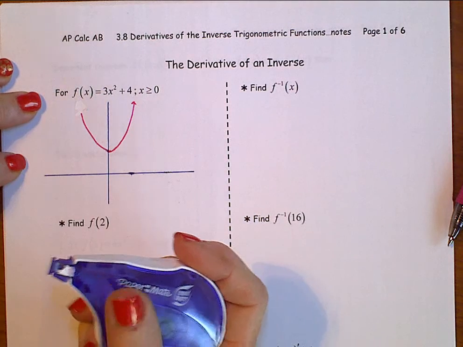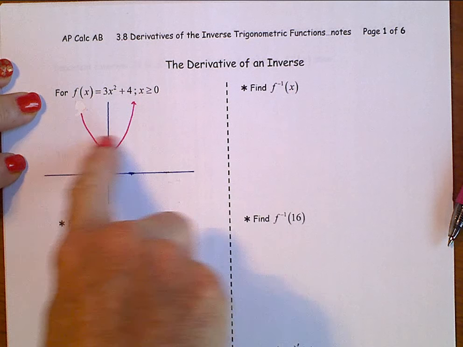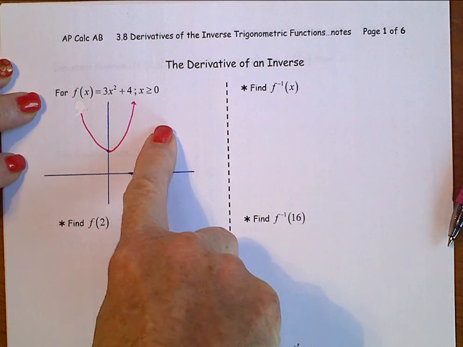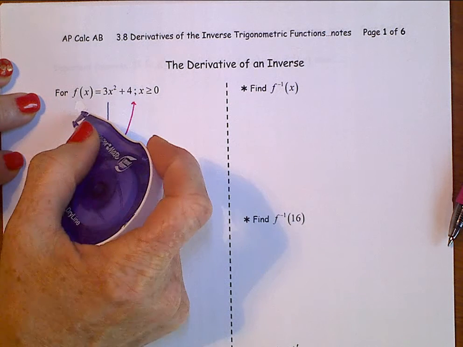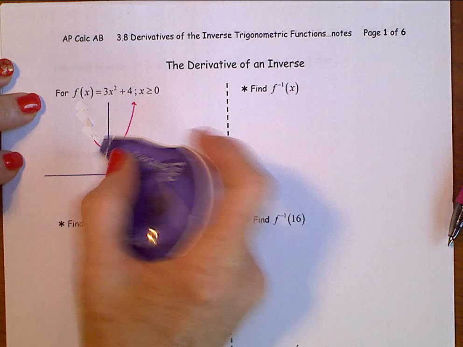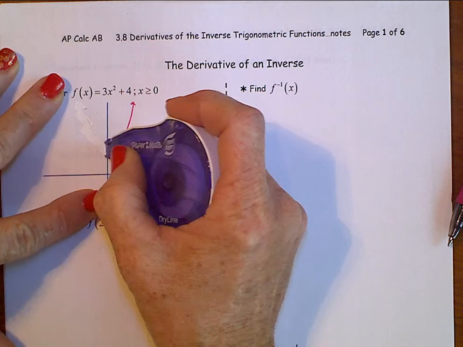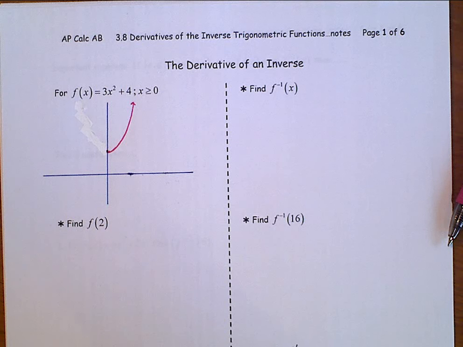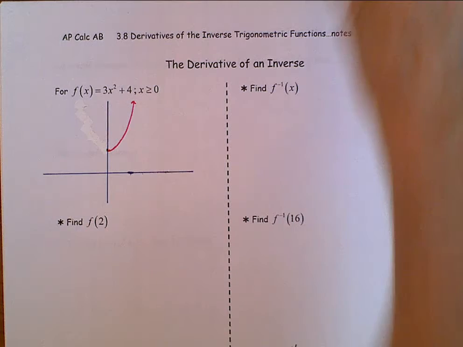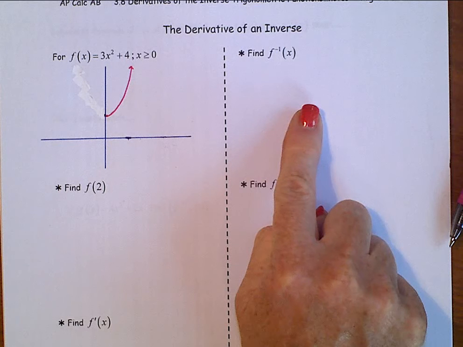Before I erase this or white this out completely, do you see that this graph passes a vertical line test, but it will not pass a horizontal line test? So right now, this function does not have an inverse because we do not pass the horizontal line test. However, if I white this part out and just look at the part greater than or equal to 0, now this graph will pass a horizontal line test, and we can talk about finding an inverse.